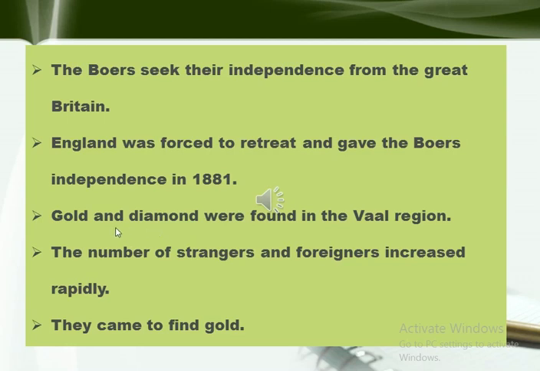Another point to bear in mind is that across the Orange River, diamonds and gold were found. So what was the result? Many foreigners, many strangers came to seek enormous fortune for themselves. As a result, the number of strangers quickly increased.